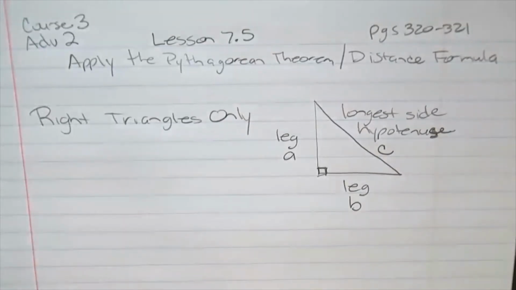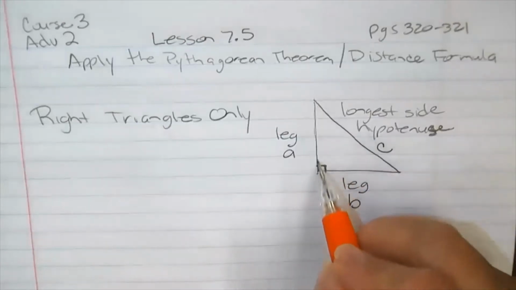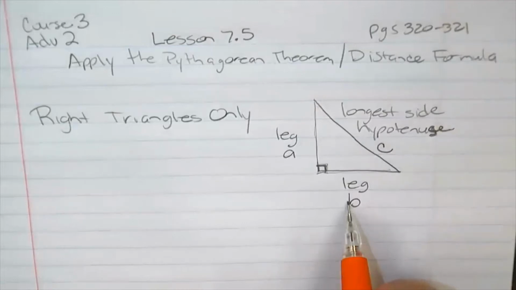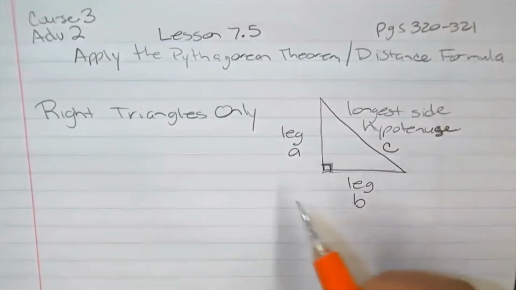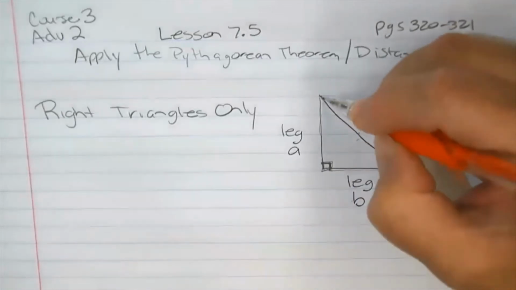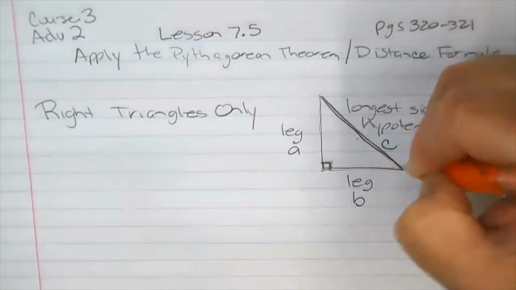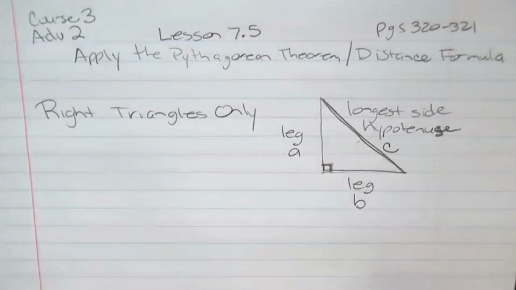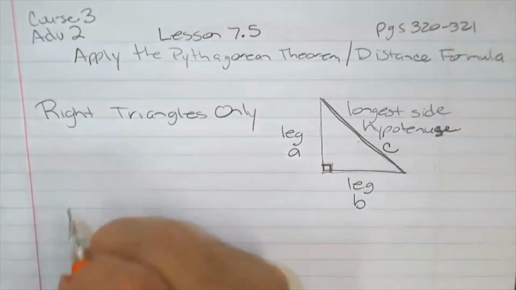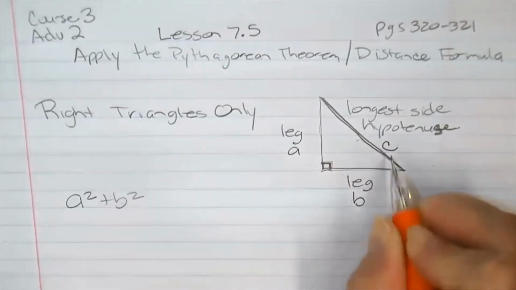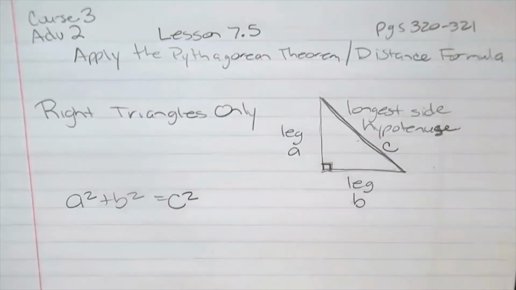Okay? So the two sides that make up the right angle are called legs, and we use an A and a B to represent those. The side that is opposite of the right angle is always the longest side, and it's the hypotenuse, and we use a C to represent that. And we know that with right triangles only, A squared plus B squared is equal to C squared.